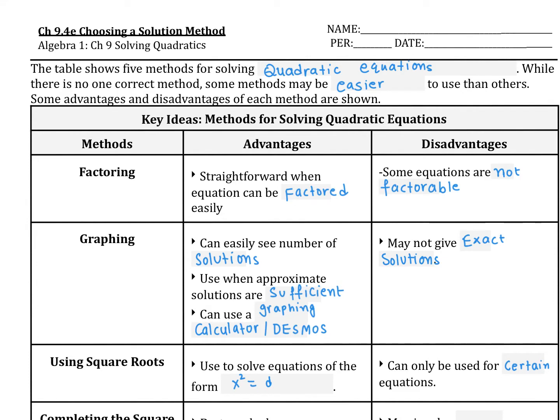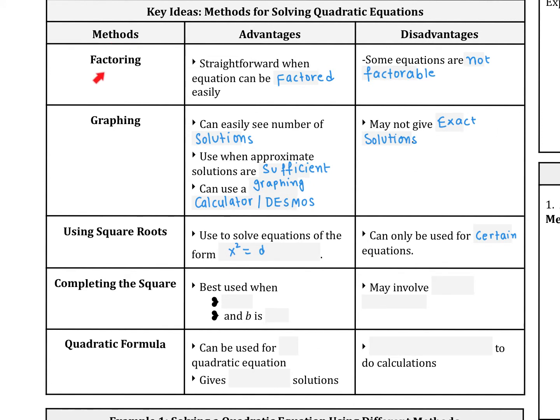Chapter 9.4e, Choosing a Solution Method. The table shows 5 methods for solving quadratic equations. While there is no one correct method, some methods may be easier to use than others. Some advantages and disadvantages of each method are shown. The first method is factoring.